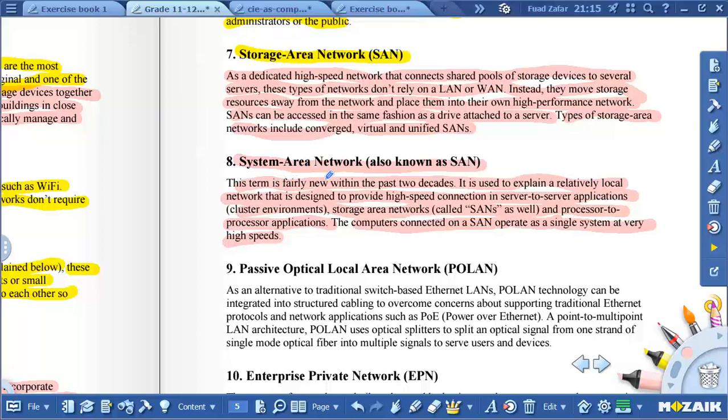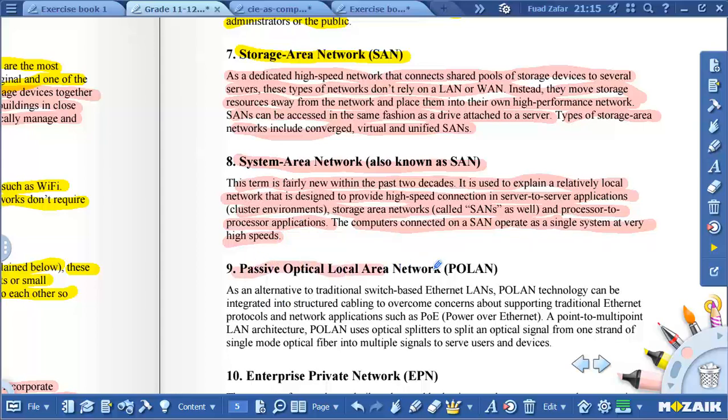Repeating again, this term is fairly new, within the past 2 decades. It is used to describe a relatively local network that is designed to provide high-speed connection in server-to-server applications. So basically it shares the application, cluster environment, and processor-to-processor application. The processor is the brain of a computer or a server, which tells the computer what to do and how it will act. The computers connected to a SAN operate as a single system at a very high speed. So both network devices will act as one operating system.